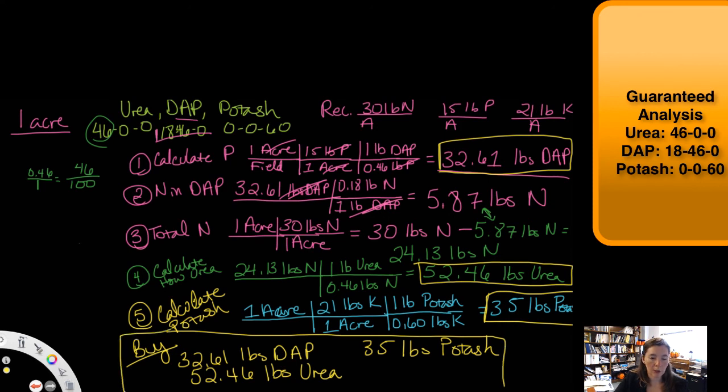So hopefully that helps you figure out kind of those steps. Remember, to do any of this, you've got to set up a conversion. You've got to know how many pounds of that actual nutrient is in the fertilizer. So once you get that, then you just need to match up where these units are so that you can actually cross out your other units.